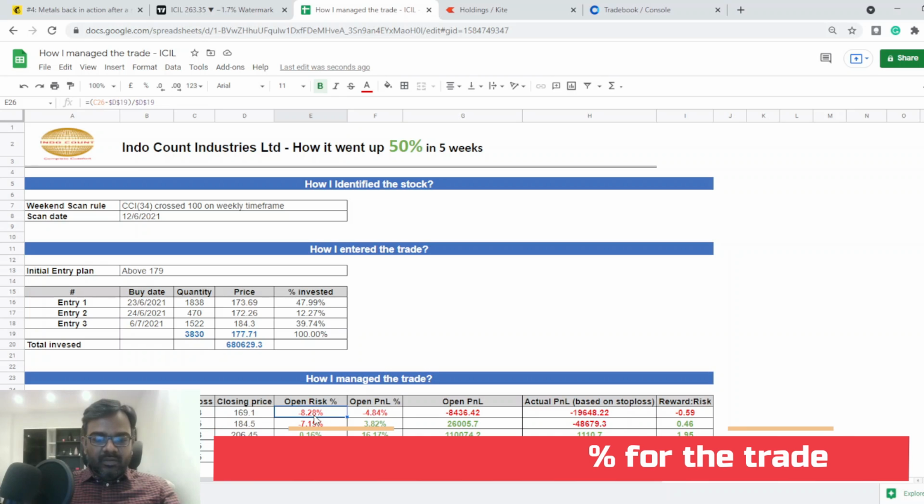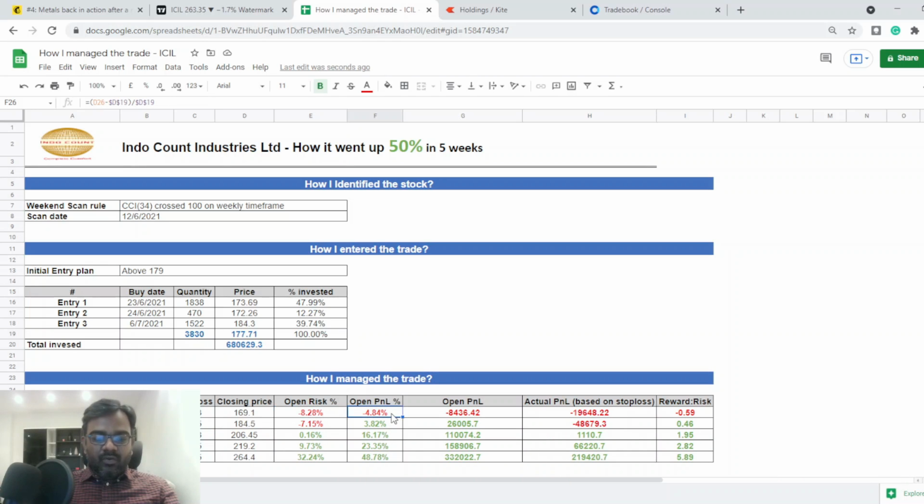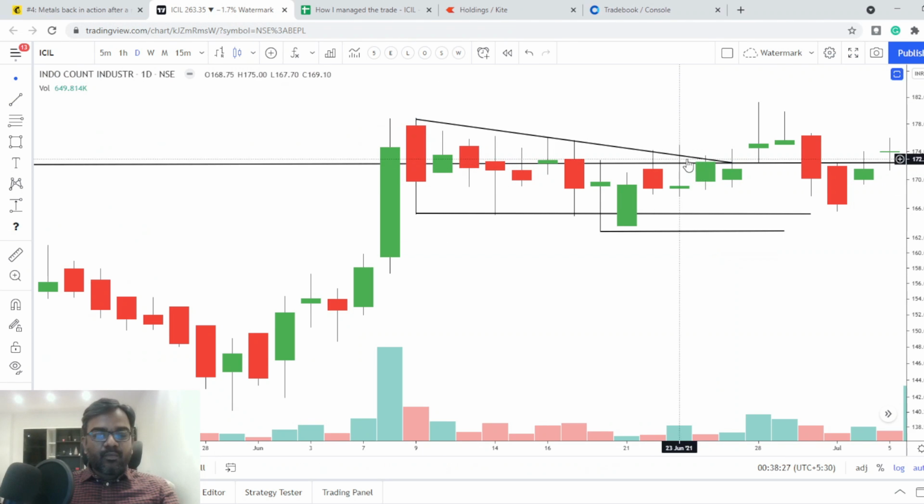That's how much I'll be losing on that trade, right? And as of that day's closing, my PNL was 4.84% down. So if you go to the trade order positions and holdings, you will see a 4.84% loss. But if my stop loss hit, that's my open risk, which is 8.28%, right? Now, so I deployed my first capital. I didn't put in the entire capital, right?